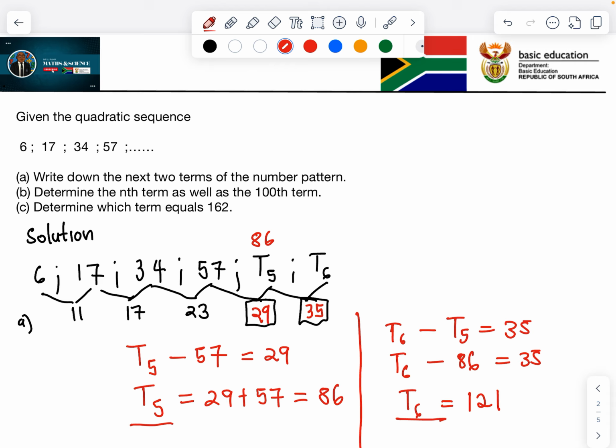Question B. Please take note that this is the continuation of the previous lesson, where we solved question A. So in this video, we will be solving question B.